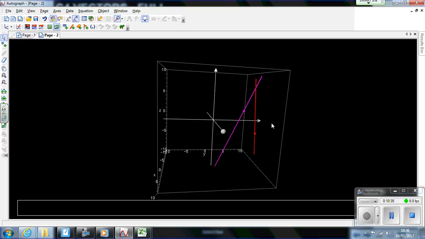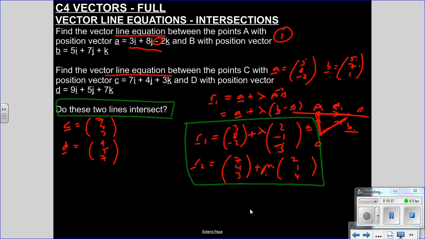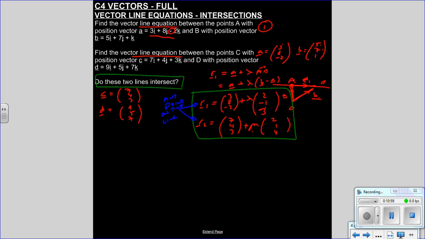So let's prove that they intersect, and let's see why that is, or how that is. Remember what r means. r, in both cases, means any point on the line. I'm going to keep reiterating this, because if you understand this, then you can do most problems. Any point on the line.